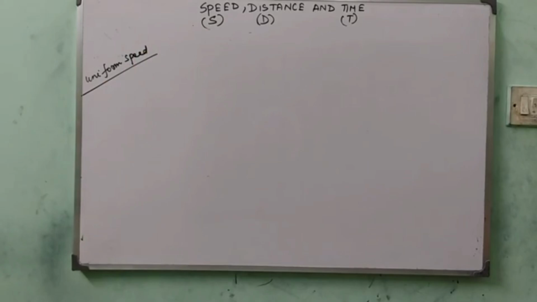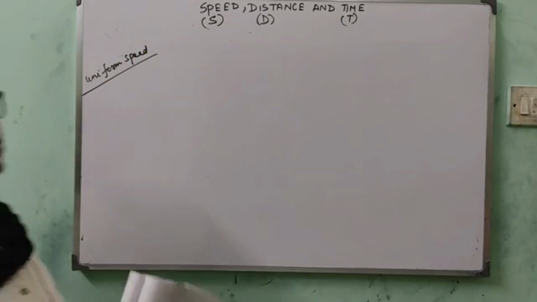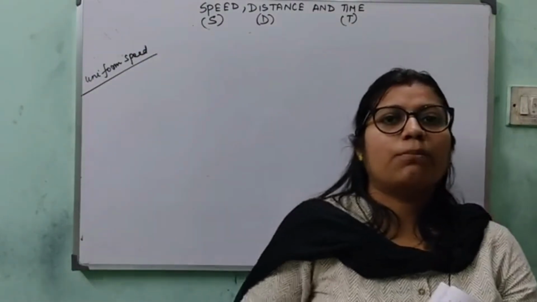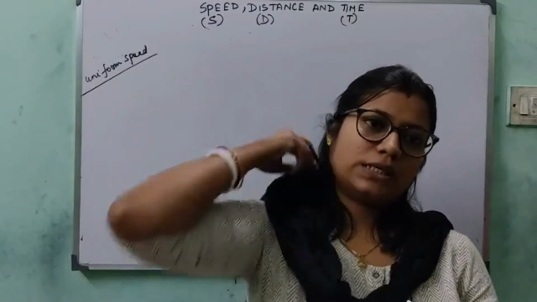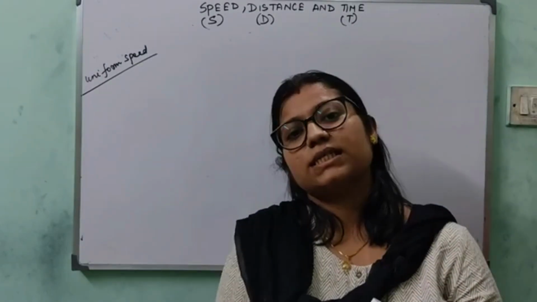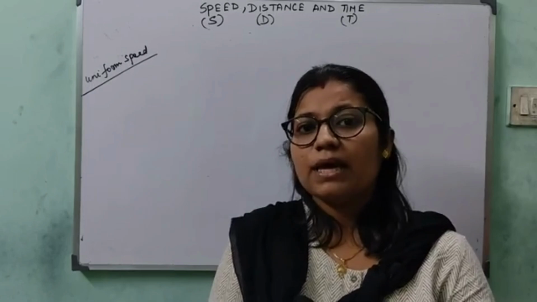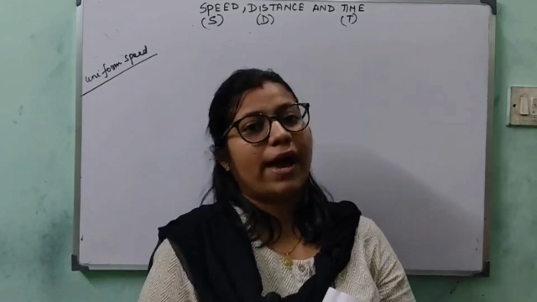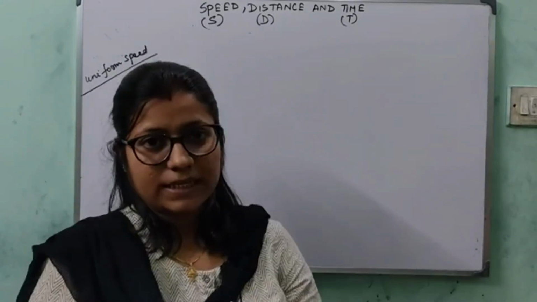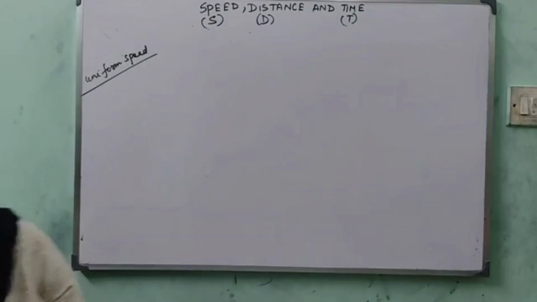Uniform speed. What is uniform speed? Suppose we assume that a body or an object moves and it covers equal distances in equal intervals of time, then the body is said to have uniform speed. That is, equal distances are covered in equal intervals of time.